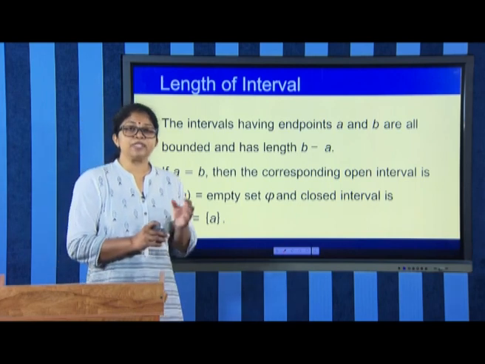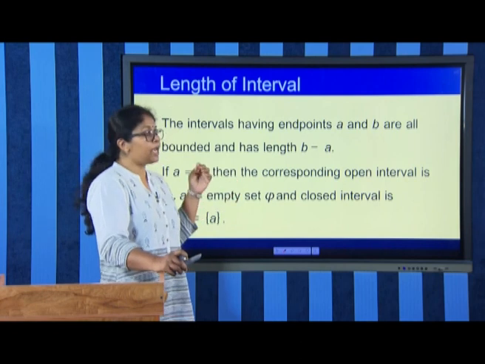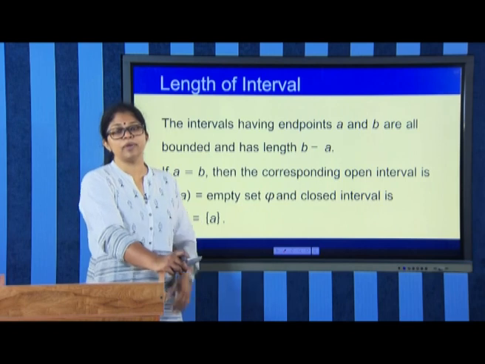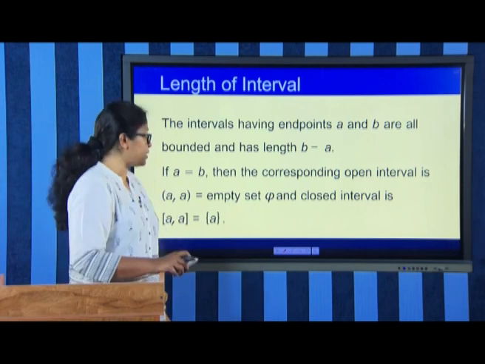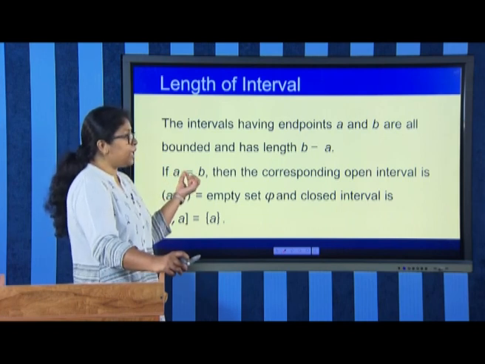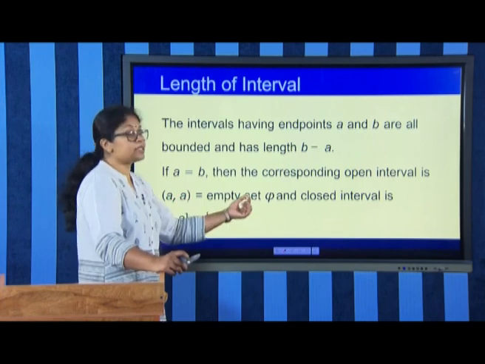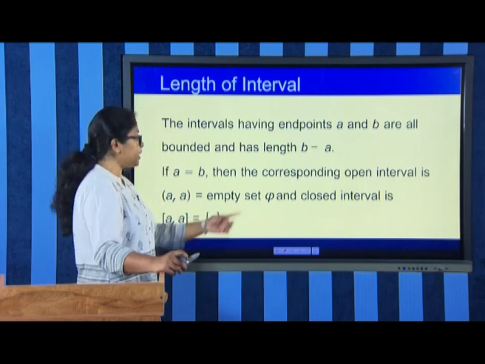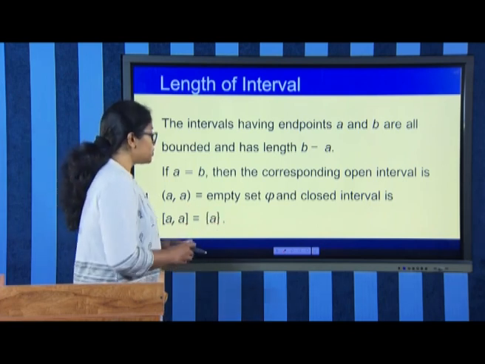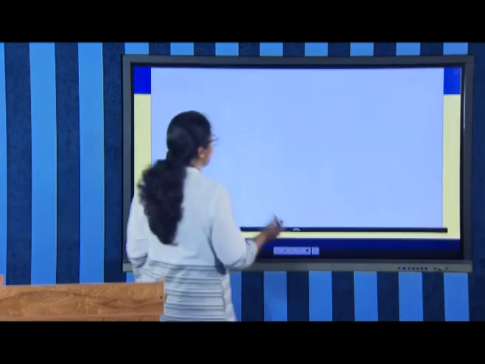Also, any subset of R, meaning the null set as well as a singleton set, can also be represented in terms of intervals as follows. If the endpoints are the same, then the corresponding open interval (a, a) determines the empty set and the closed interval [a, a] determines the singleton set {a}.